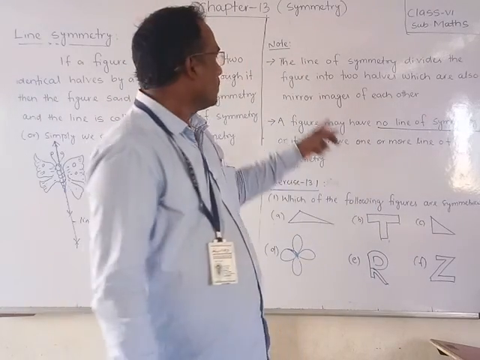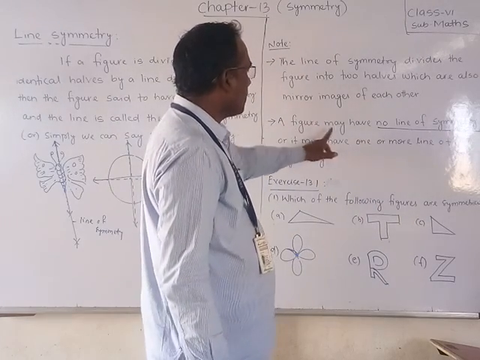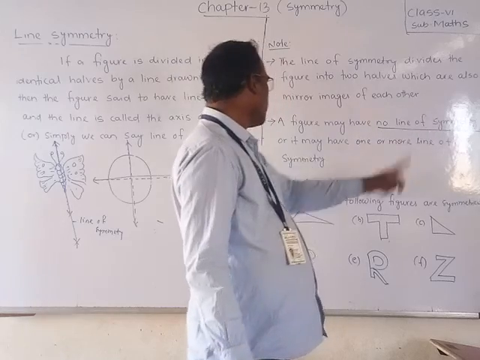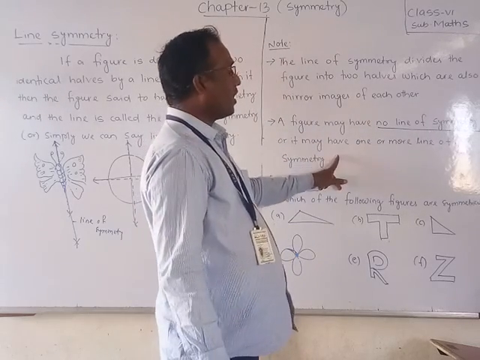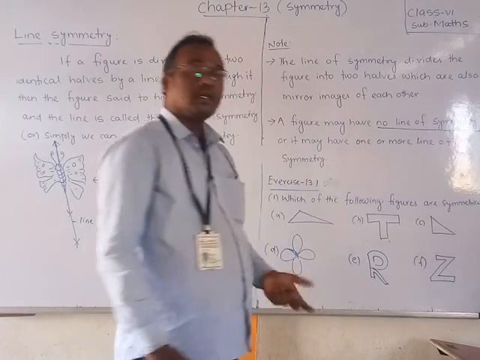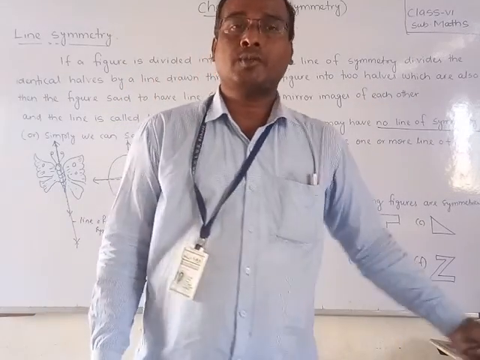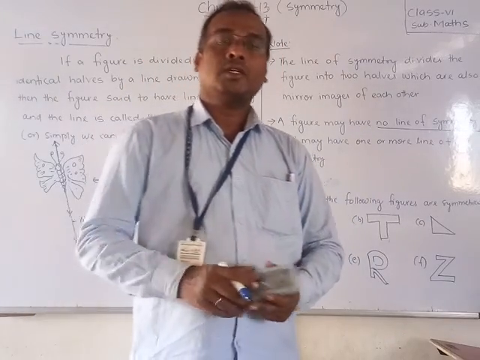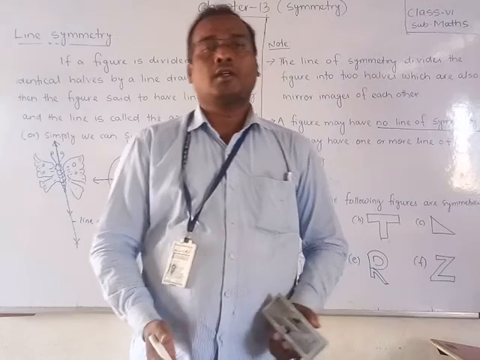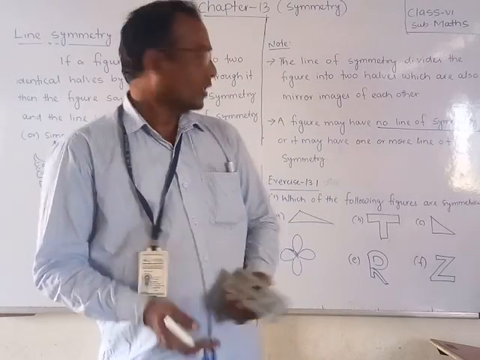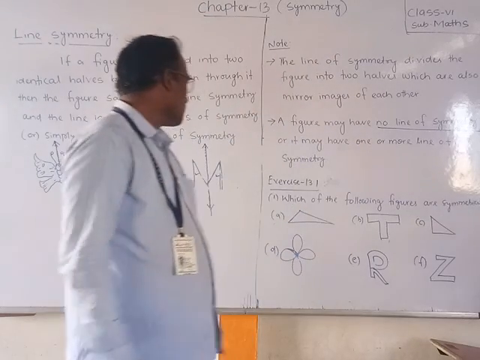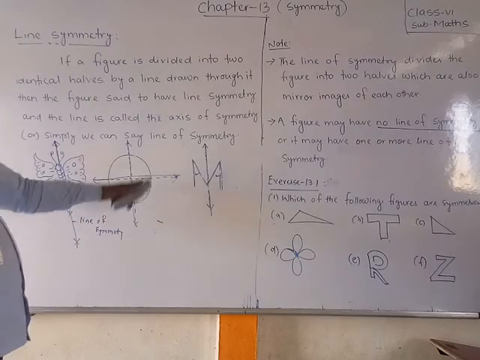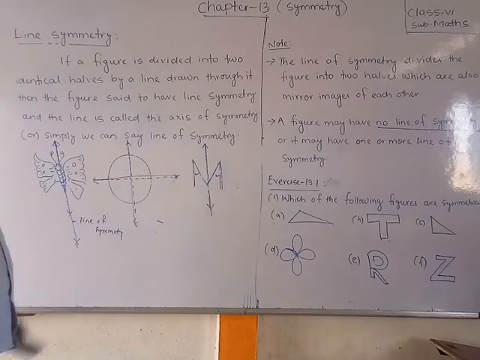That's why we say a figure may have no line of symmetry, or it may have one or more lines of symmetry. Some figures have no line of symmetry and some figures have one or more than one line of symmetry. Okay, one or more lines of symmetry. Suppose on a circle, I have drawn it, there are two or more lines of symmetry.